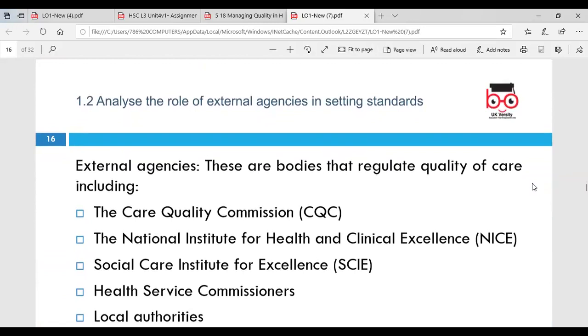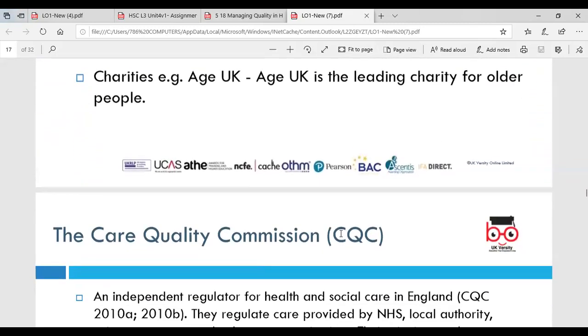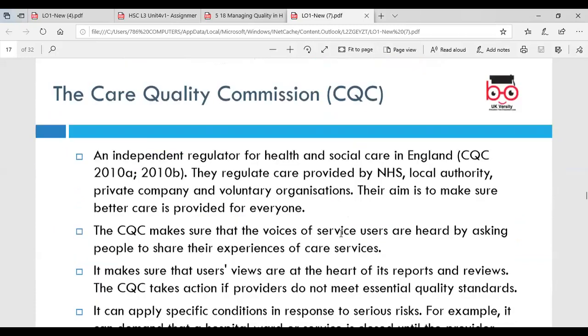And analyzing the role of external agencies in setting standards. There are different agencies we talked about. We'll talk in a bit of detail about each one of these. So the Care Quality Commission is one of the first that we'll talk about. It's an independent regulator of health and social care in England. These are there to regulate care provided by the NHS, different authorities working locally, private companies, and voluntary organizations. Their basic aim is to make sure that there's better care.